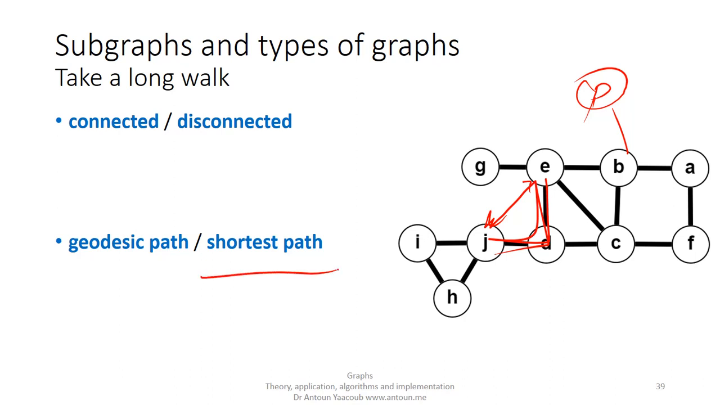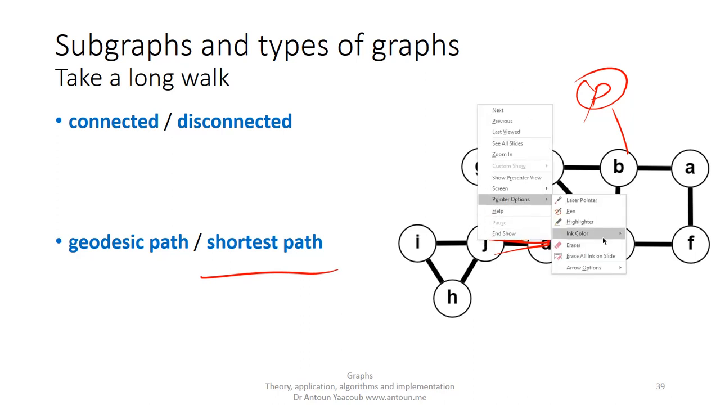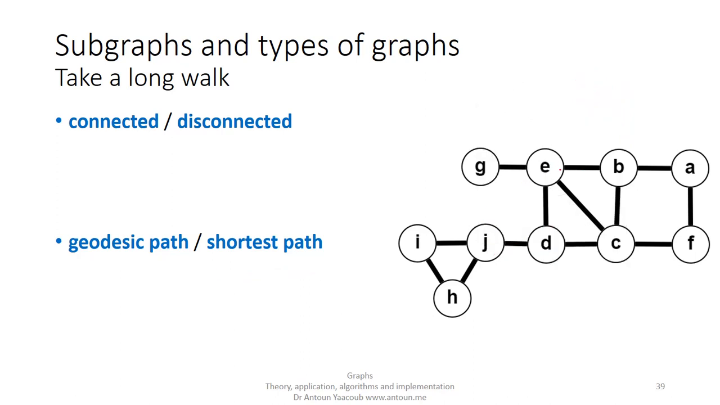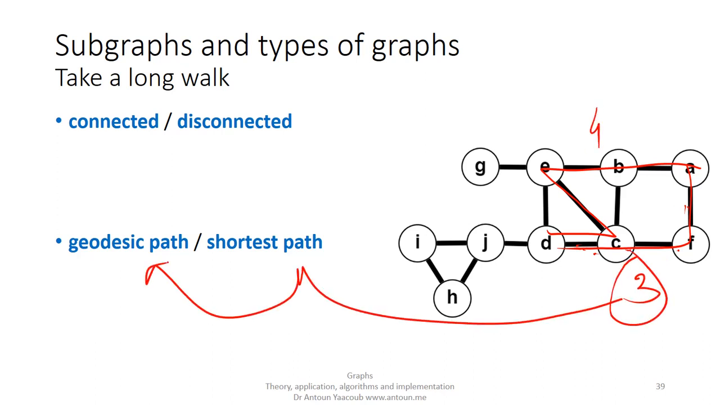So a shortest path. For example, if I want to find a path between A and D, I can go AFCD or I can go ABECD. Obviously, this one has the UV path between A and D, so its length is equal to 3, and this one is equal to 4. So this one we call a shortest path, or we call it a geodesic path, because it's the shortest one in terms of length.